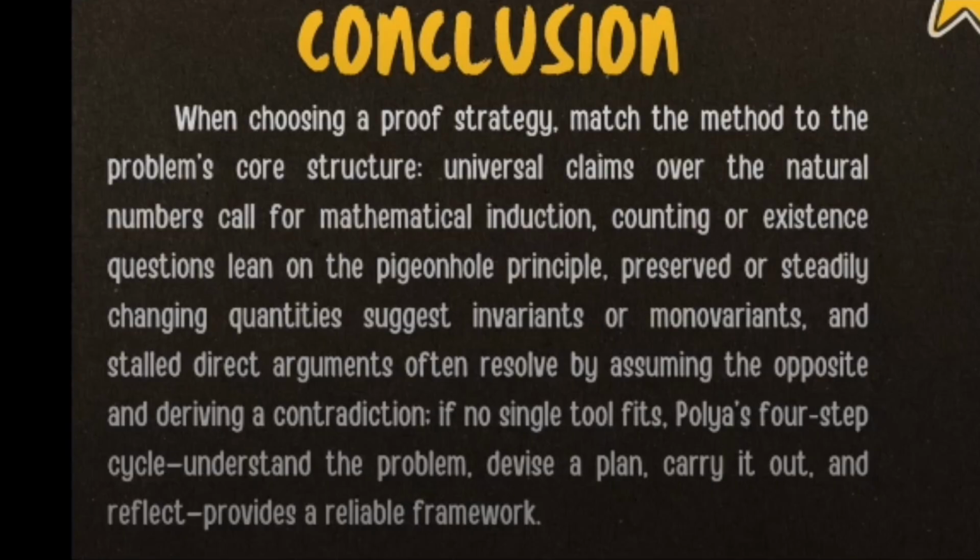When choosing a proof strategy, match the method to the problem's core structure. Universal claims over the natural numbers call for mathematical induction. Counting or existence questions lean on the pigeonhole principle. Preserved or steadily changing quantities suggest invariance or monovariance, and stalled direct arguments often resolve by assuming the opposite and deriving a contradiction. If no single tool fits, Polya's four-step cycle, understand the problem, devise a plan, carry it out, and reflect, provides a reliable framework.